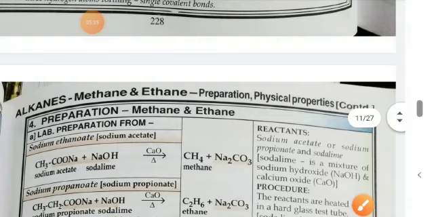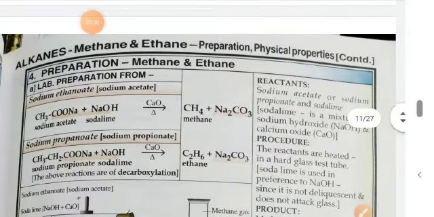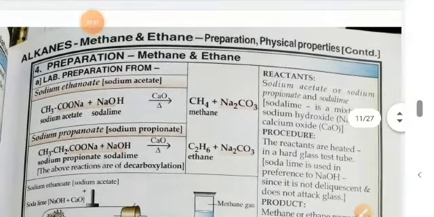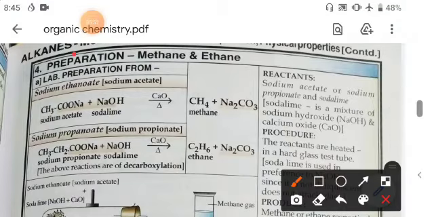Now alkanes. Methane you had studied. In alkanes, methane, ethane, propane, butane, pentane, many things are there, but here you will study the preparation and physical and chemical properties of methane and ethane. So first one is methane and ethane here.